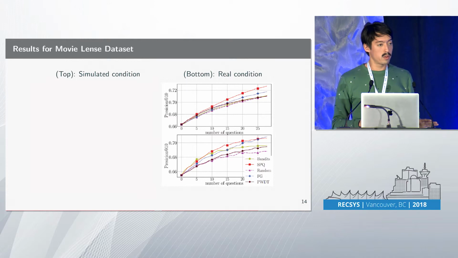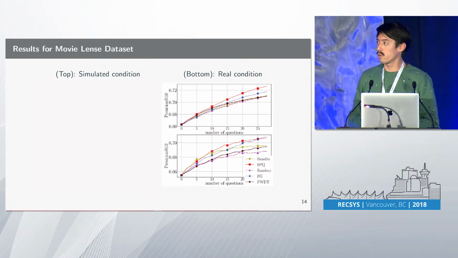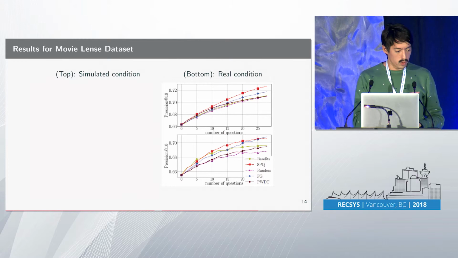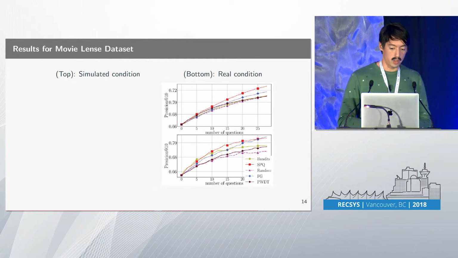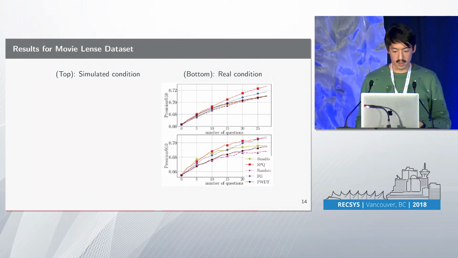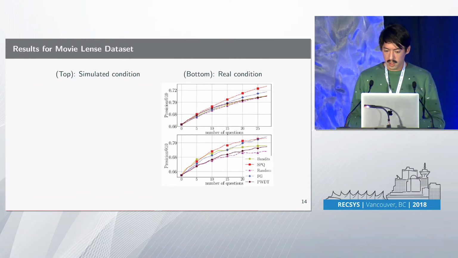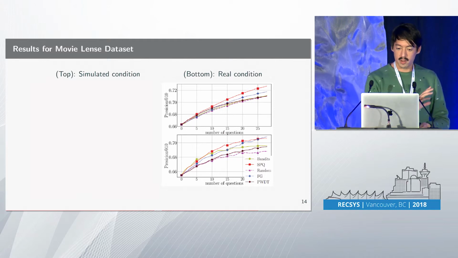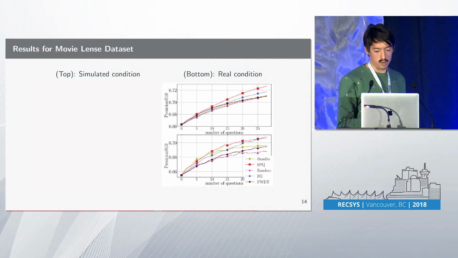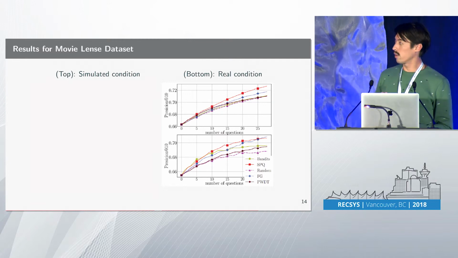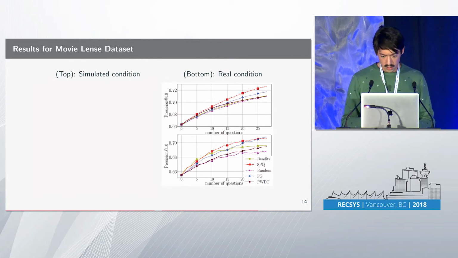So there were 2 experiments, one with the MovieLens dataset and one with the Amazon Books dataset. We're looking at precision at 10, a ranking metric, because the final goal is to provide users the most relevant recommendations. And what we see here in this graph is in red, the proposed method, SPQ. And there's a top and bottom plot, and the top plot is the simulated experimental condition, and the bottom plot is the real experimental condition with the squiggly lines.